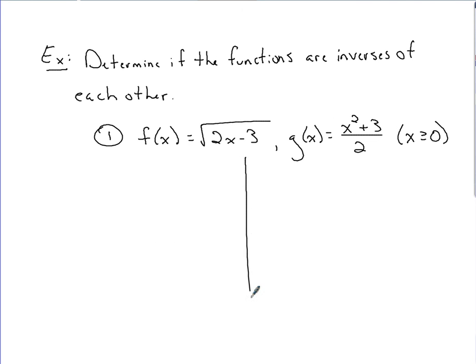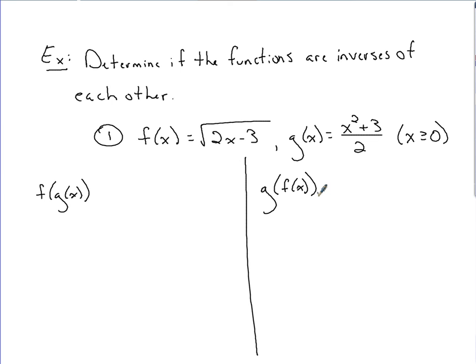All right, if we're going to find out if these two functions are inverses of each other, we're going to first find f of g of x. We're going to see if that gives us an x back. And assuming it does, then we'll find g of f of x. See if that gives us an x back. If both do, then f and g are inverses of each other.